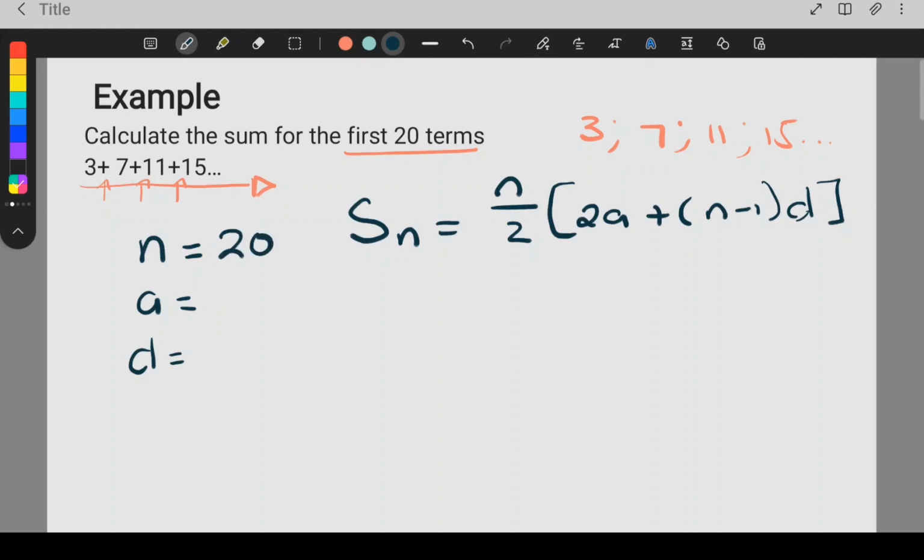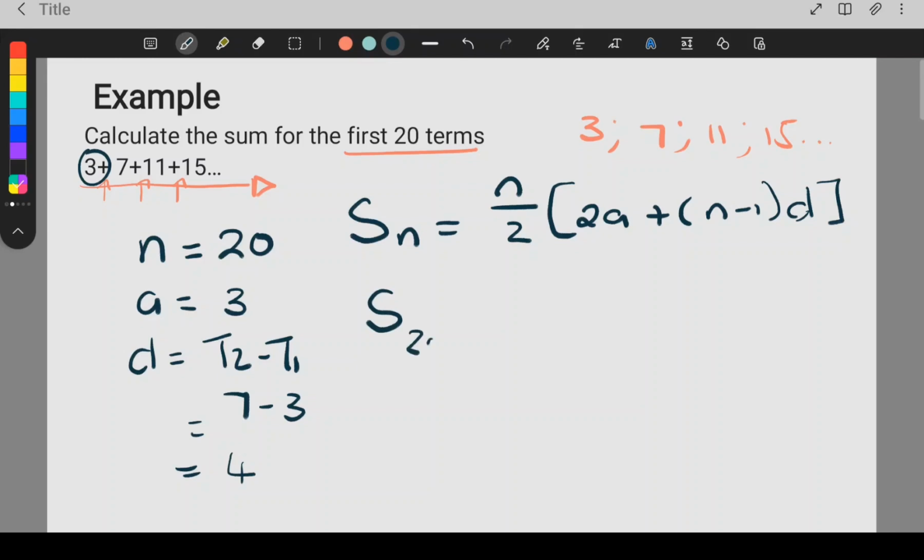So n is 20. a is the first term. There we go. a is 3. And the constant difference is term 2 minus term 1. So that is 7 minus 3. So my constant difference is 4. Now, what I simply do is I sub it in.